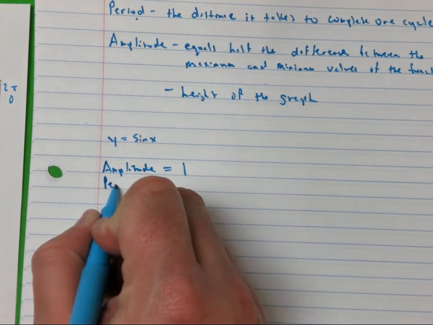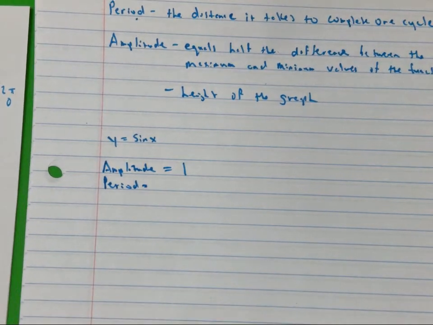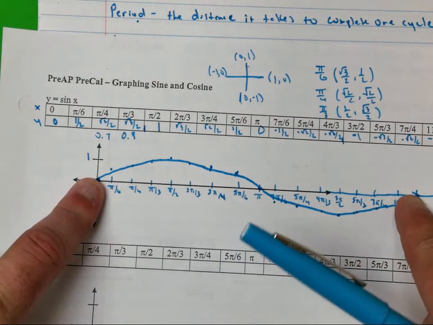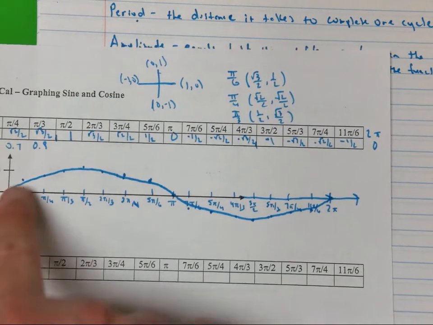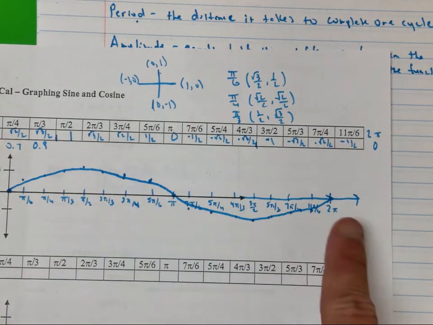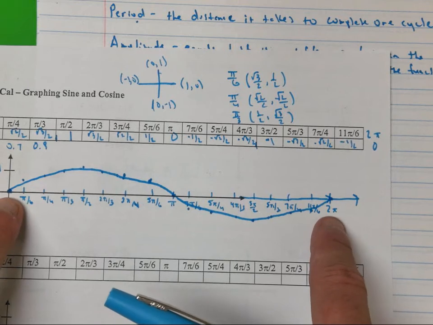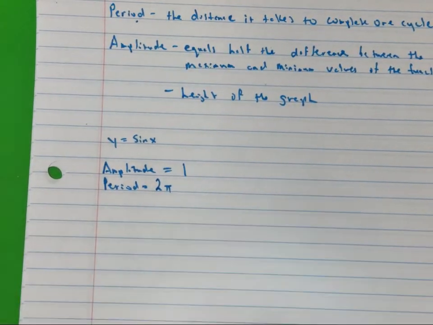Now let's talk about the period. What's the distance it takes to complete one cycle? That's the period. We start here, because it keeps going and going. So what's the distance from here to here that completes one cycle? From 0 to 2 pi, it's a 2 pi distance. So your period is 2 pi. You need to know the period of the sine function is 2 pi.